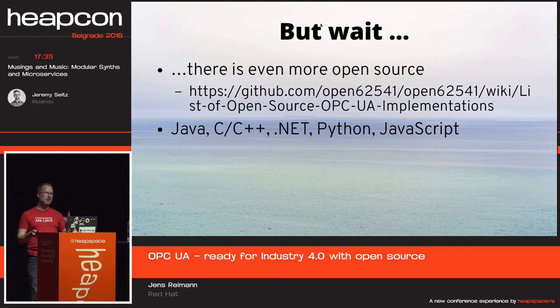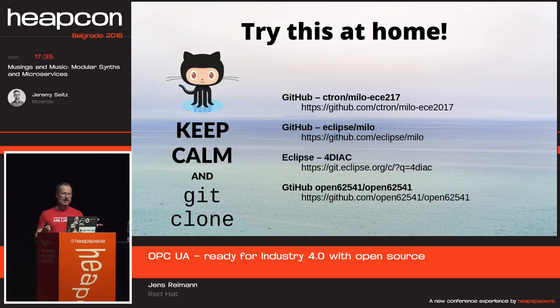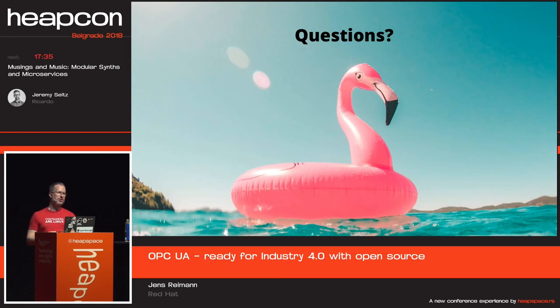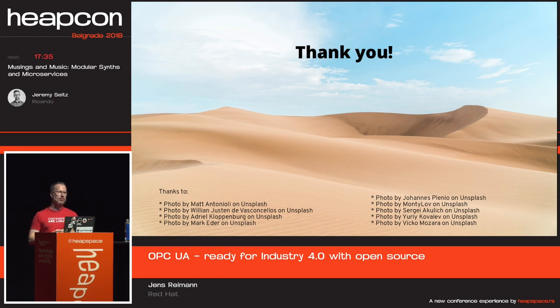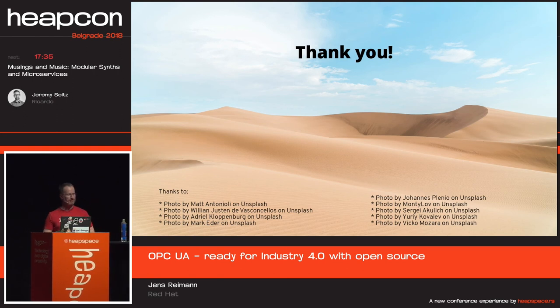There is more. So these are two projects which we saw now for OPC UA. There's a list of projects for different programming languages. So if you want to have Node.js, you can do that. I can encourage you, try this at home. The slides will be available, the GitHub repositories as well. There's the upstream project, Eclipse Milo. There is Fordiac. There's a community around that which can help to get you started. Any questions, please ask them later at the Heapcon booth. And thank you, and thanks to those people for the background images.